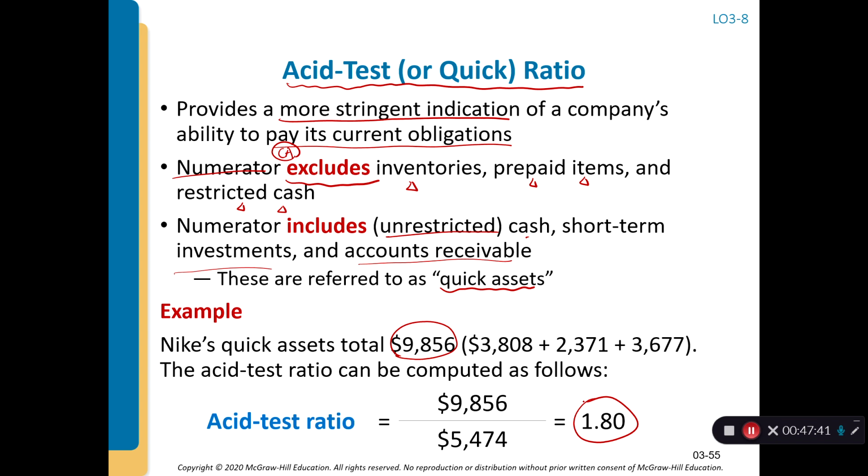In other words, for each $1 of current liabilities, there is $1.80 of current assets that can be immediately converted to cash to pay for this debt.